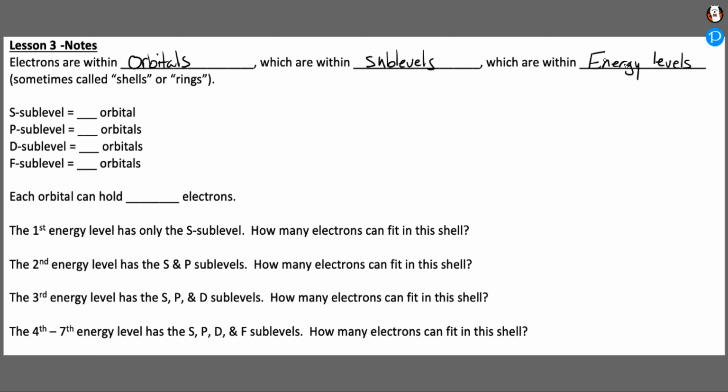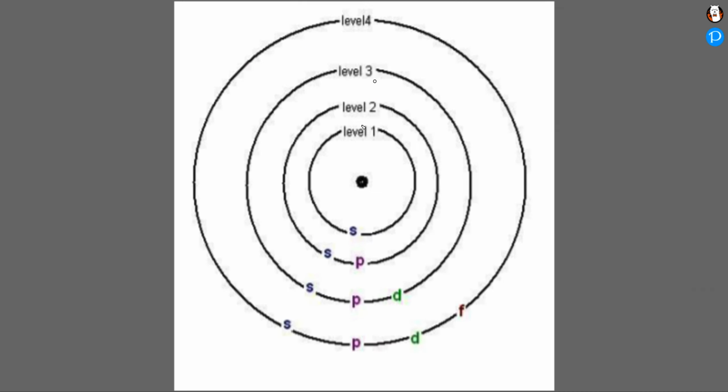So energy level being the biggest part, and then within that sublevels, and then within each of the sublevels there are the orbitals. If we look at this diagram here, this is what we would call a Bohr model. In the middle here, this is the nucleus. This is where we've got the protons and neutrons, and then as we move out from there we've got these specific distances away from the nucleus, and this is where the electrons are held.